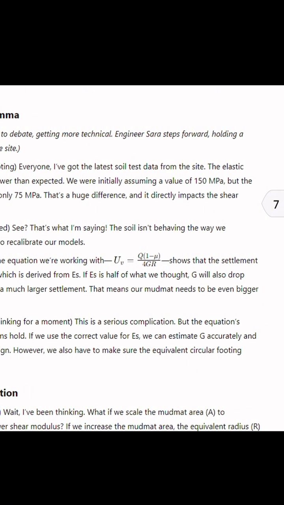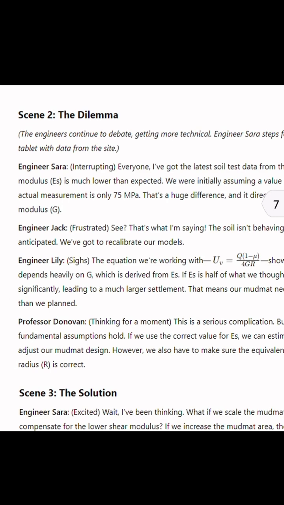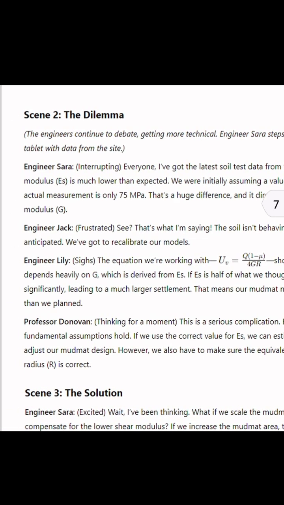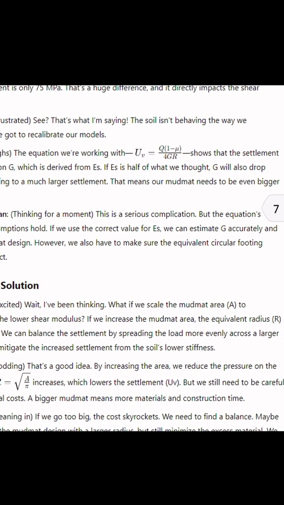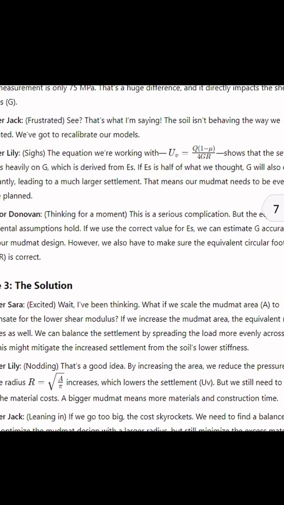We were initially assuming a value of 150 MPa, but the actual measurement is only 75 MPa. That's a huge difference, and it directly impacts the shear modulus. See, that's what I'm saying. The soil is not behaving the way we anticipated. We've got to recalibrate our models.